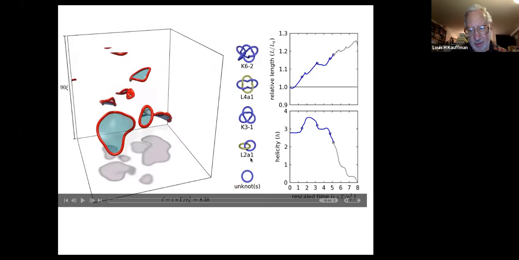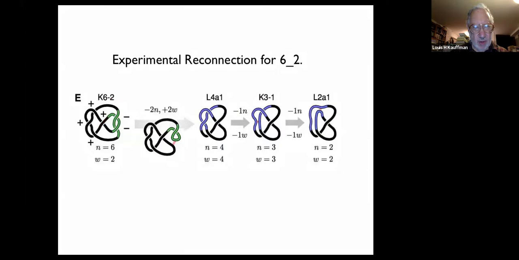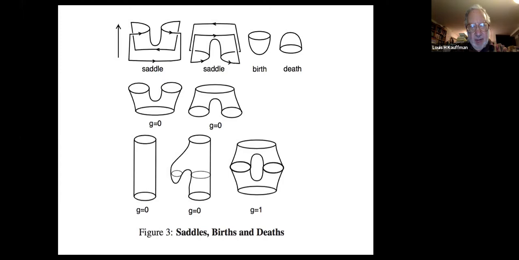And it's natural to ask, what's the least number of reconnections that you would need in order to get the knot down to an unknot or an unlink? And this is what happened here, four. And I'm going to think about these by enlarging my arena.